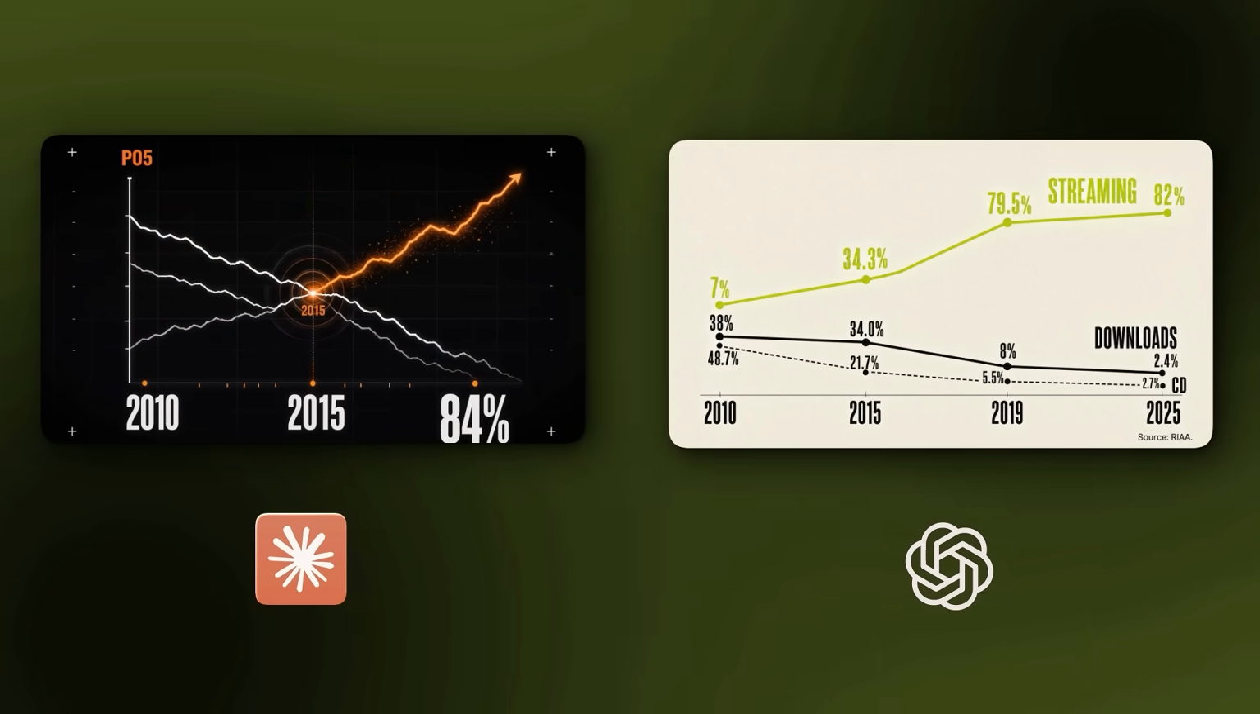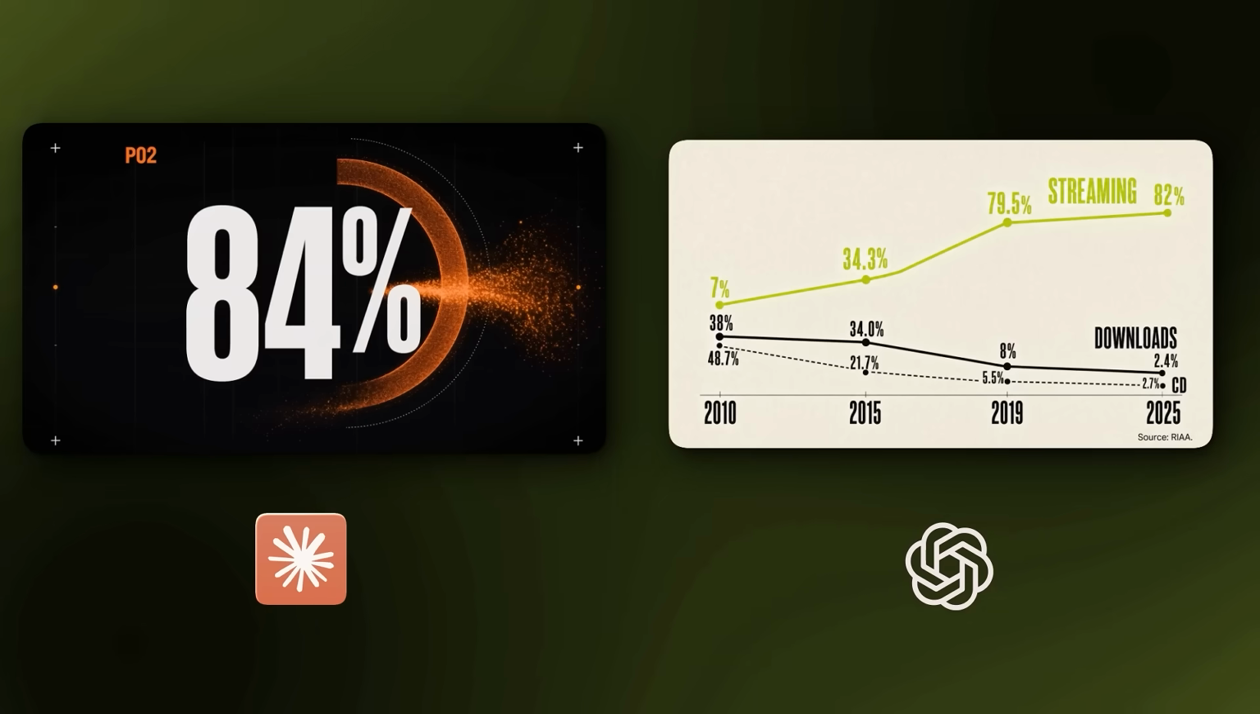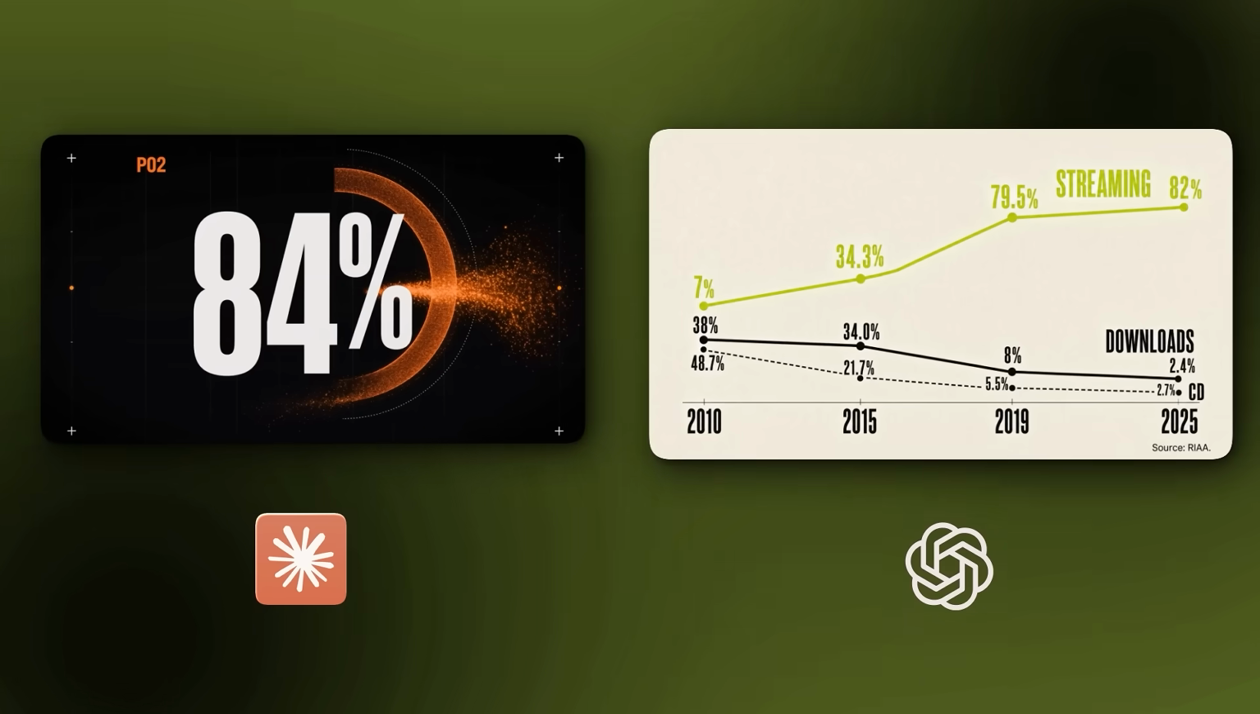But it's worth pointing out that the 2 models didn't agree on the statistics. One says streaming is 84% of US music revenue, the other says 82%. This is a good reminder that if you're publishing something with real data in it, you need to check the figures yourself before it ever goes out.